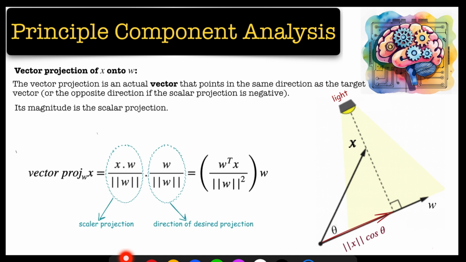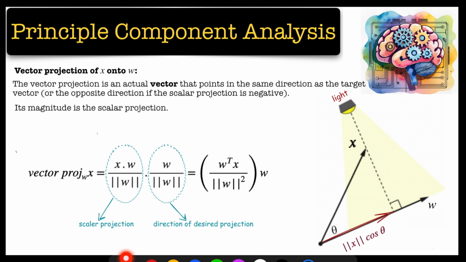Next comes vector projection. In scalar projection we found this length, but we don't know the direction of W. We want to find out W, right? So W will have one length and direction. The vector projection of X onto W is an actual vector that points in the same direction as the target vector, or the opposite direction if the scalar projection is negative, and its magnitude is the scalar projection. So it is one vector pointing in this W direction, and its magnitude will be the scalar projection. So this vector basically.